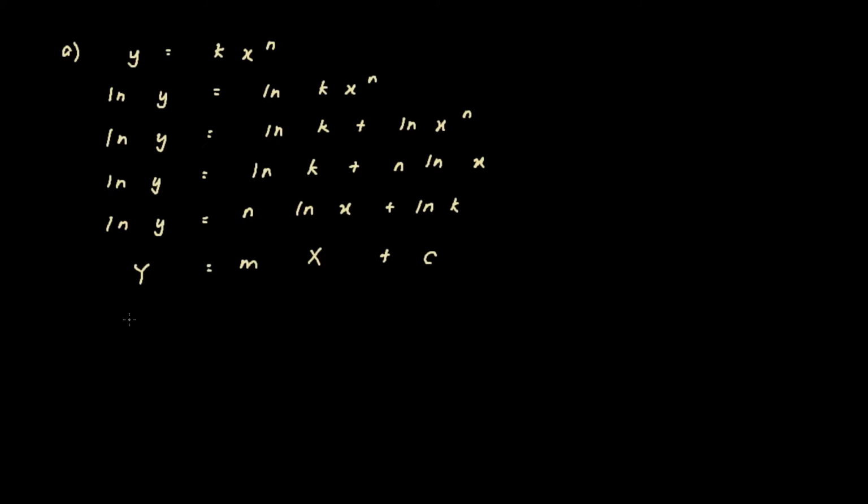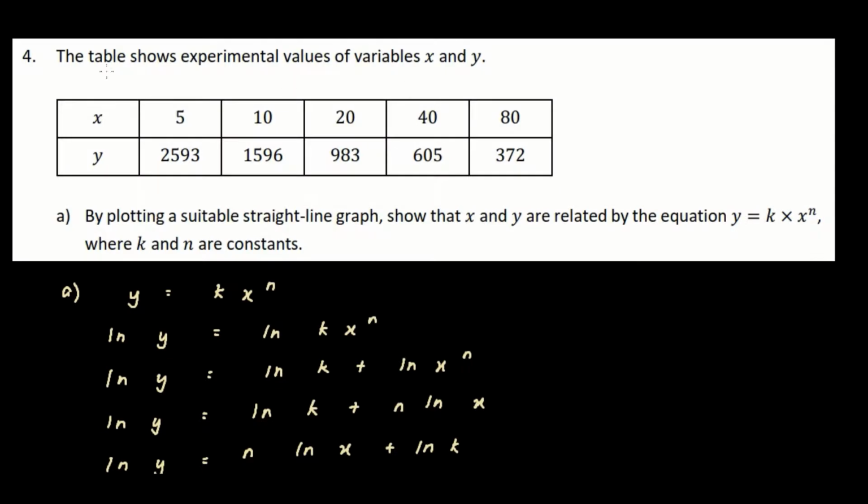So the straight line graph will look like: y is natural log of y, x is natural log of x, and your gradient will be equal to n, and your y-intercept will be equal to natural log of k. Now that we know what our new variables are, based on this table, we need to create a new table with the values of natural log of x and natural log of y. Okay, so let's try to do that.